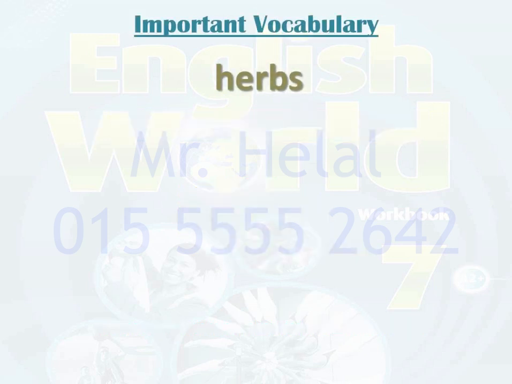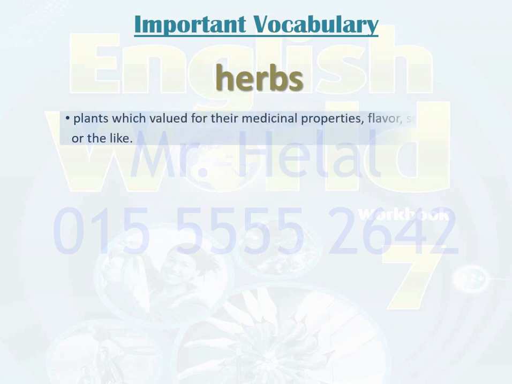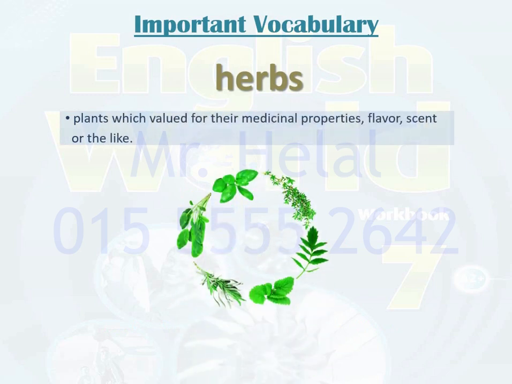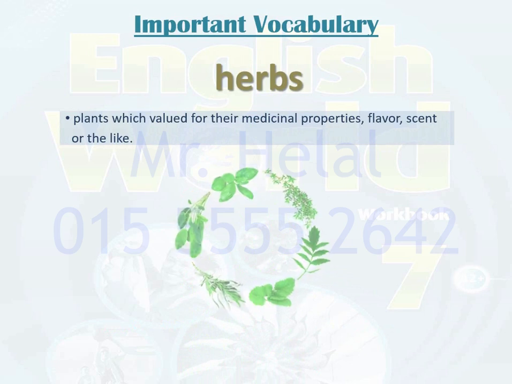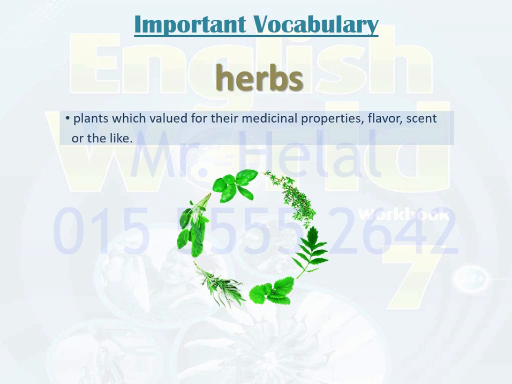Plants which valued for their medicinal properties, flavor, scent, or the like. Herbs اللي هي الأعشاب، وهي بتكون عبارة عن نباتات بتكون القيمة بتاعتها في الخواص الدوائية أو في النكهة أو الرائحة أو ما شابه ذلك. Example: He prefers taking herbs to chemical medicines. هو بيفضل إنه ياخد الأعشاب أكتر من إنه يتناول الأدوية الكيميائية.